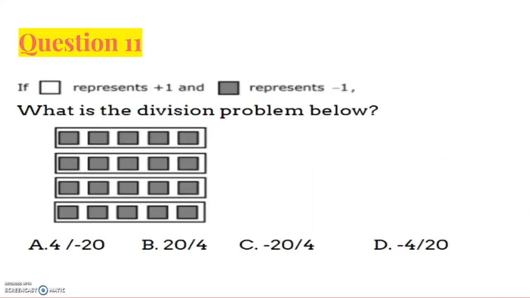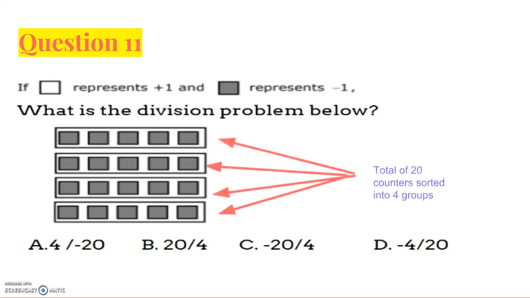Question number 11. If a white square represents +1 and a gray square represents -1, what is the division problem below? Well, let's take a look at our division problem. There's a total of 20 counters sorted into 4 groups. So the total should always be at the top or in the front of your division problem. So therefore, we know we can eliminate A and D because 4 should not be at the top or the front of your division problem.